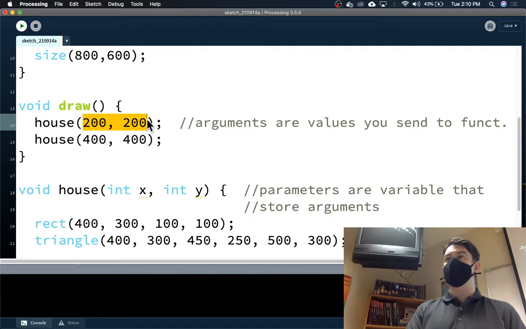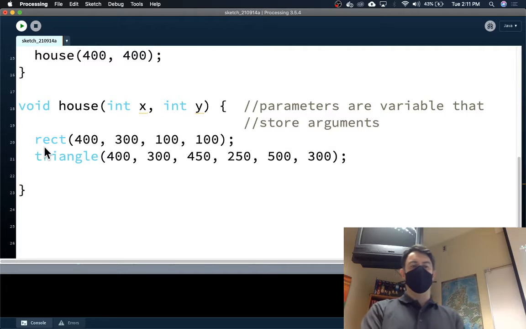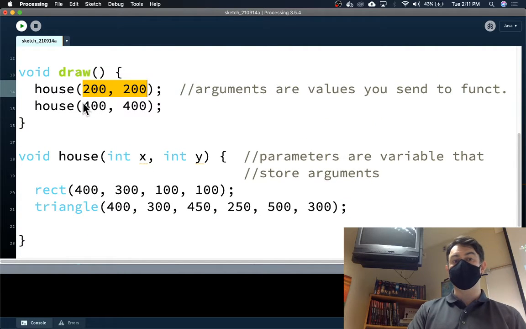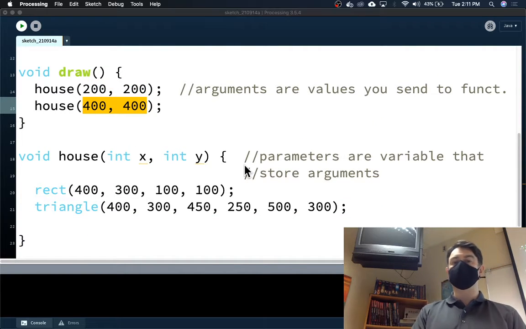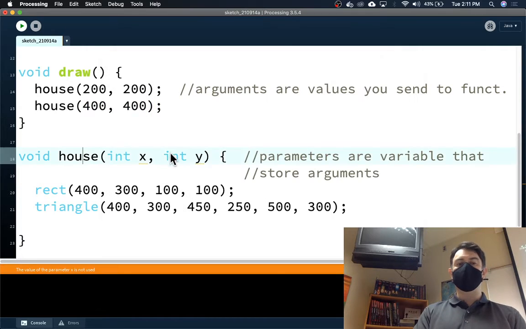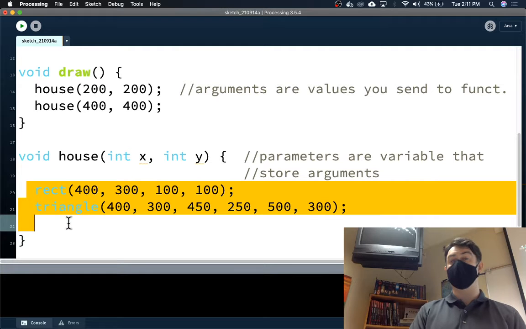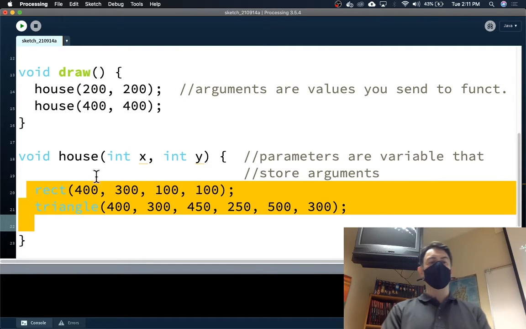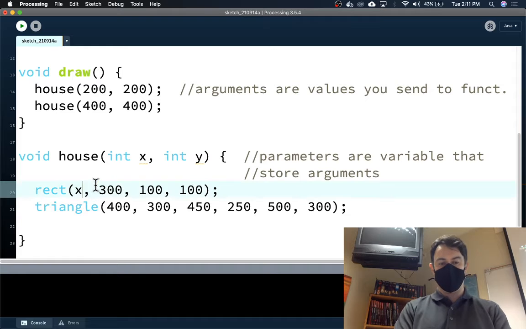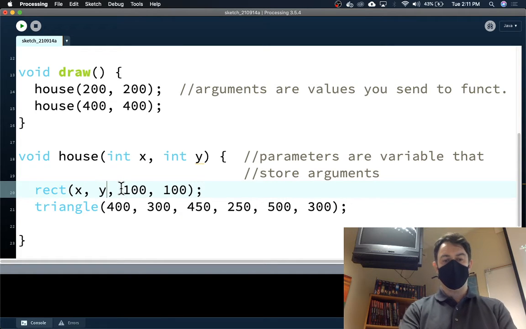So here are my arguments. That's where I want the house to go. Inside of the function, though, I'm pretty much ignoring them, right? If I run this, sure, I can say I want it at 200, 200, I want it at 400, 400. But those are just wishes right now. They don't actually do anything. My houses get drawn on top of each other. So you have to make those parameters meaningful by plugging the variables into our shape functions. For example, for my rectangle, I could change the 400, 300 to have x and y instead.